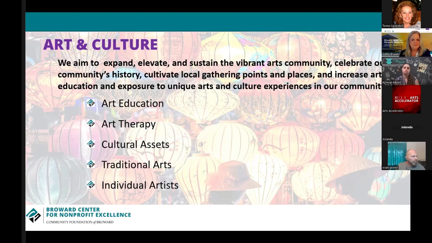So I get it. If you are having a program in Coconut Creek and Boca's right next door, of course, that could kind of work, right? But again, it still has to be for the benefit of the Broward County resident that you're serving. That's a good way to clarify that.